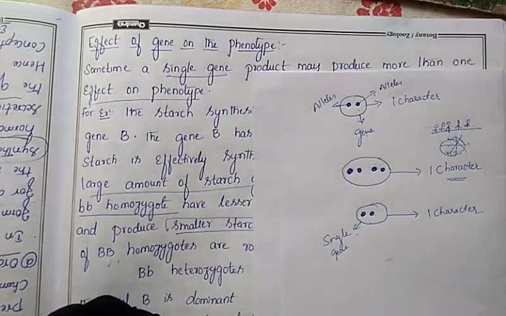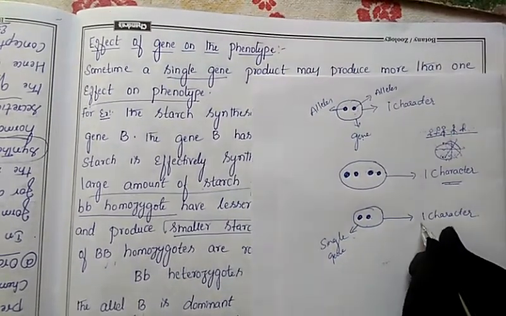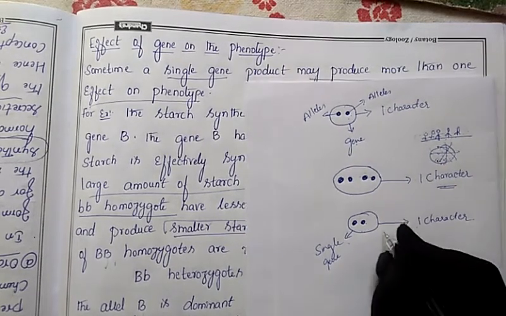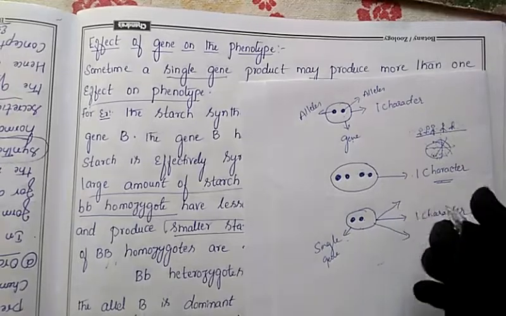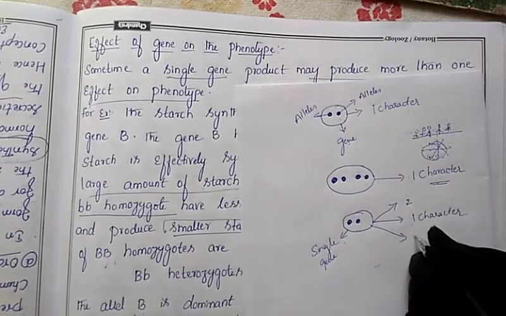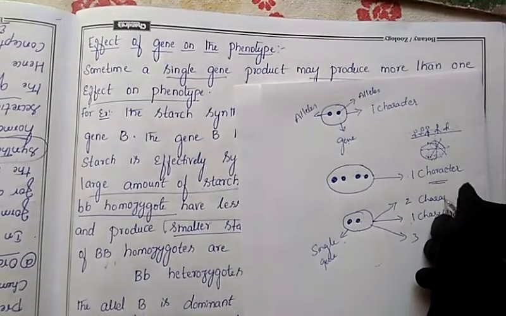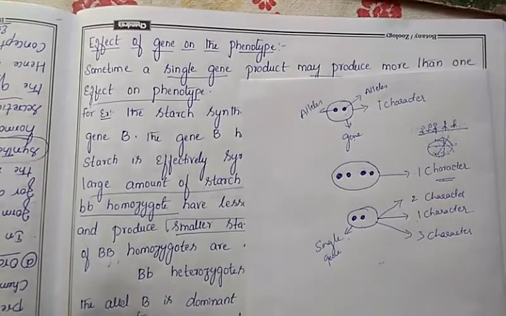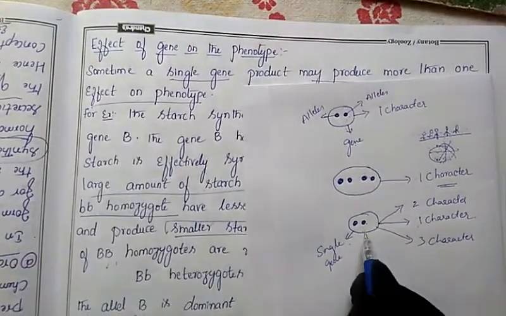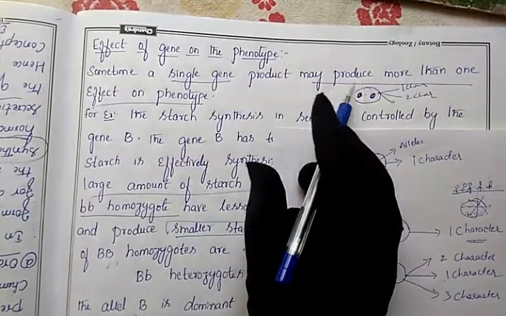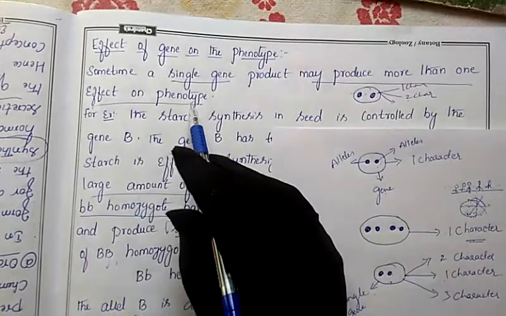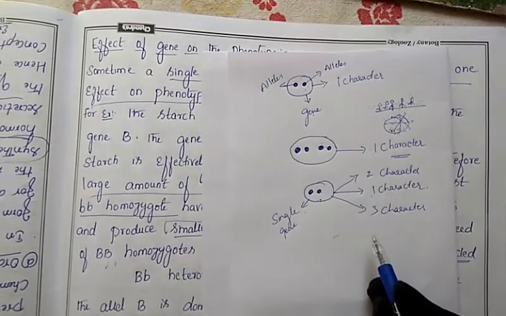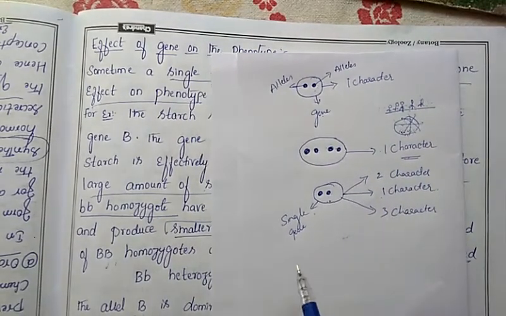It should perform one character, but instead of performing one character, a single gene will perform more phenotypic characters. Many characters it will perform, two, three characters. So like that, a single gene product may produce more than one effect on the phenotype. Instead of performing one character, it is performing many characters.